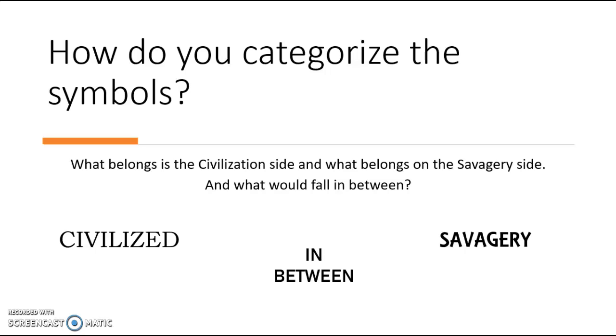Next, to save on paper, please flip the worksheet over and write out how you would categorize the symbols. So, with those 5 symbols, I want you to decide if they fall under civilized or savagery, or which ones fall in between. Okay, and again, please go ahead and pause the video when you see the yellow star, and then once you've finished, continue the video.